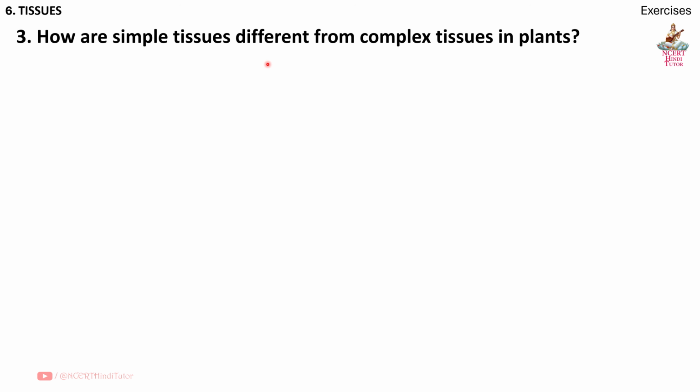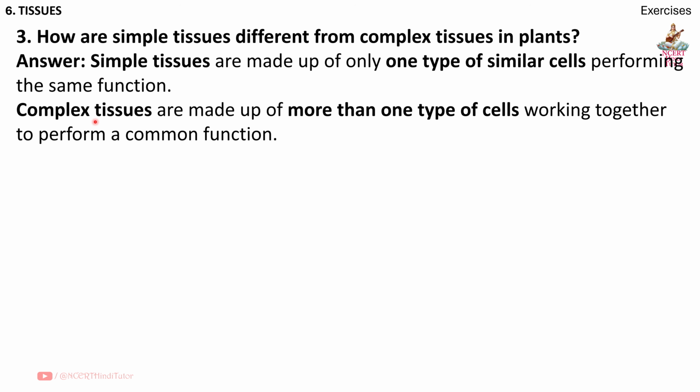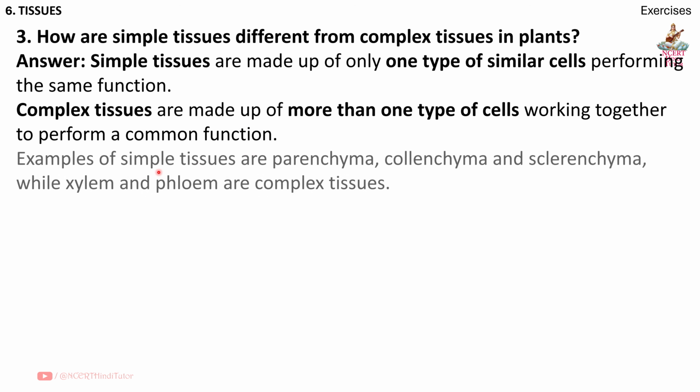Question 3. How are simple tissues different from complex tissues in plants? Answer: Simple tissues are made up of only one type of similar cells performing the same function. Complex tissues are made up of more than one type of cells working together to perform a common function. Examples of simple tissues are parenchyma, collenchyma, and sclerenchyma, while xylem and phloem are complex tissues.